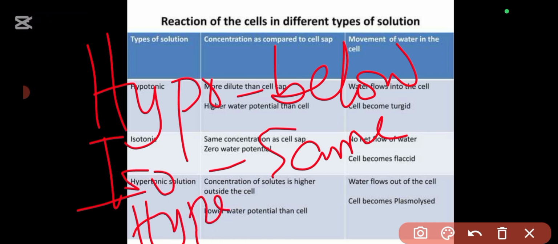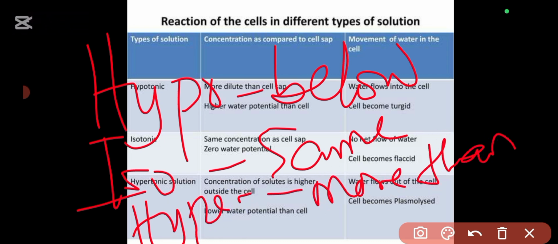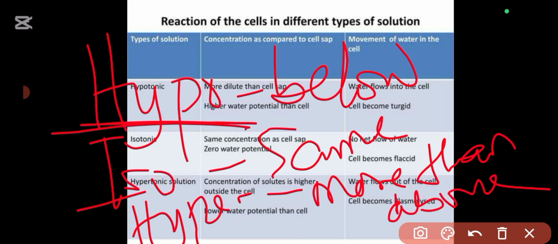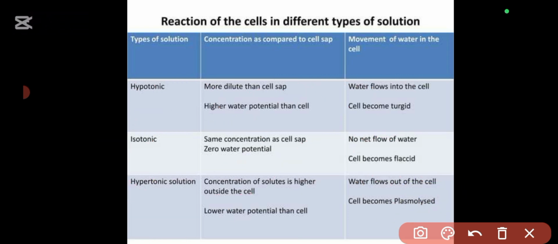Hyper means above or more than. Okay? So, hypotonic. Now we are defining them in respect to the environment of the cell. So in this side of the table we have concentration as compared to the cell sap.